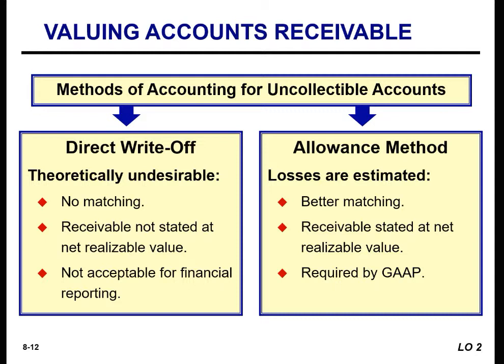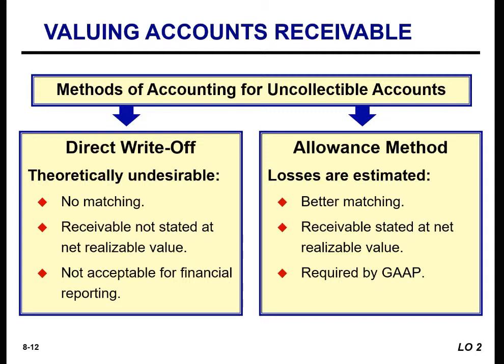The other method is the allowance method. And this is where we, as managers and accountants, go into some mathematical estimation that is paired with historical experience. It provides better matching of revenues and expenses. Our receivables are then stated at the net realizable value on the balance sheet and it is actually the one that is required by GAAP.